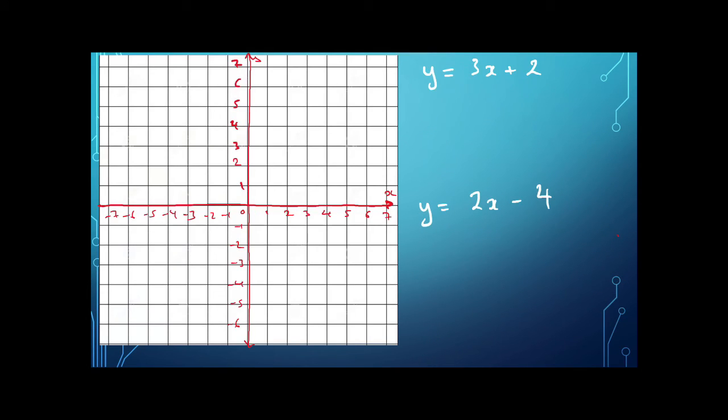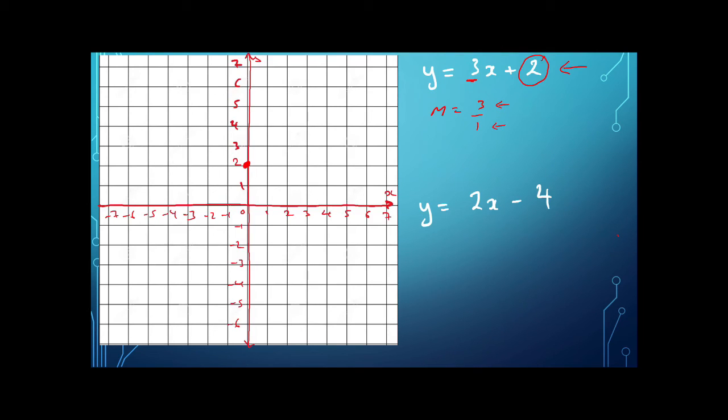Okay, so we're going to use that to draw these straight lines. So the first one, y is equal to 3x plus 2. Now this value here is the y-intercept. That's where this line crosses the y-axis. So I'm going to put that there straight away, and that in fact is our starting point. This number here is the gradient of the line, and the gradient is 3. Now if it has a gradient of 3, that means it has a change in y of 3 for every change in x, which is 1.